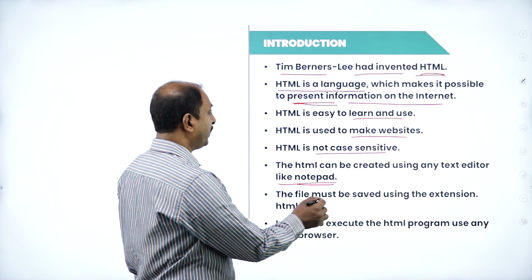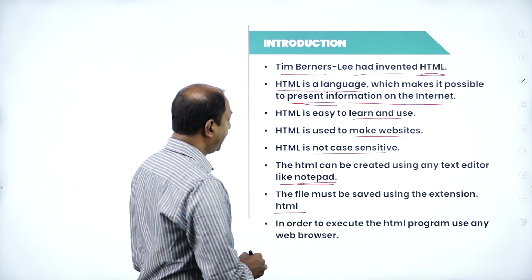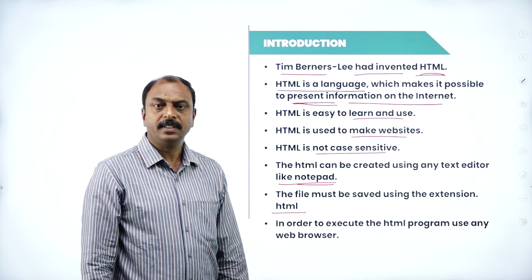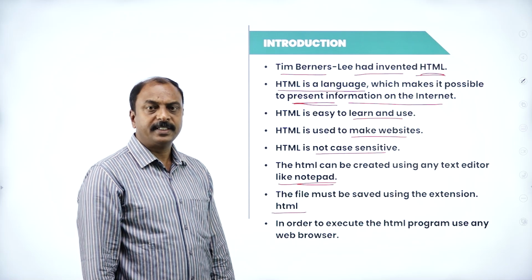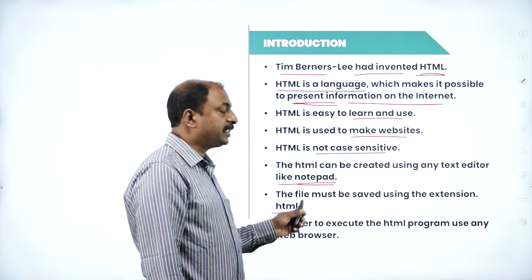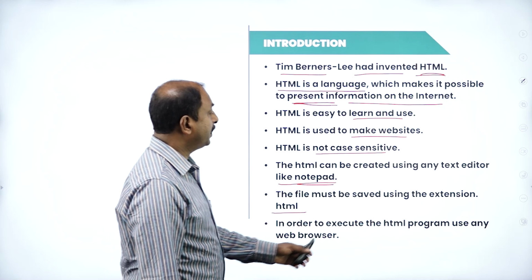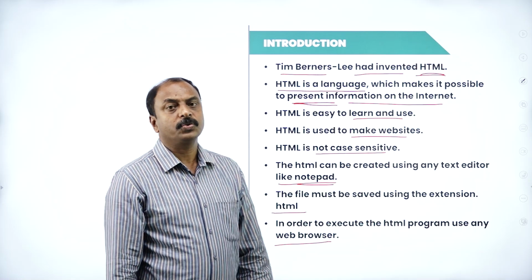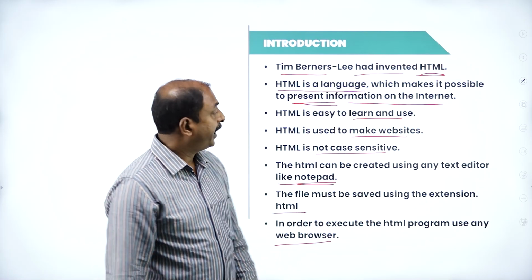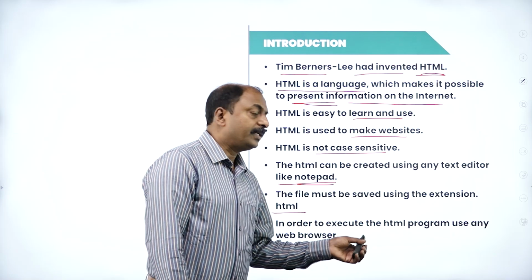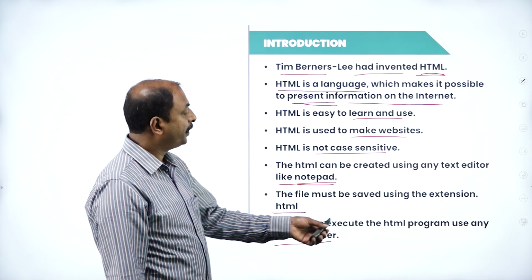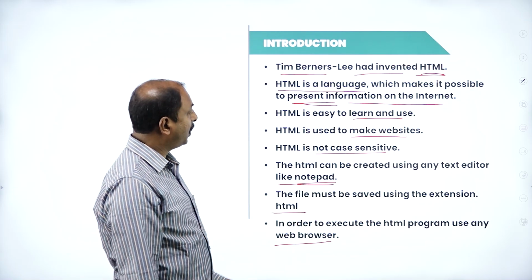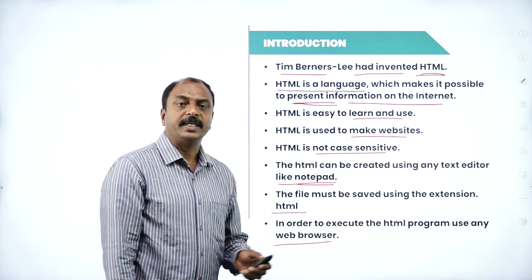The file must be saved using the extension name .html. So here you know how to save an HTML file. First write the tags in Notepad, then save the file as filename.html. Now, in order to execute the program, use any web browser. Now you know how to compile and execute a C++ program, and an HTML file has to be executed by opening the file in any web browser. So this is how to open, write and execute HTML files.